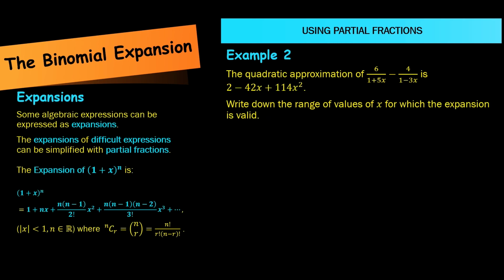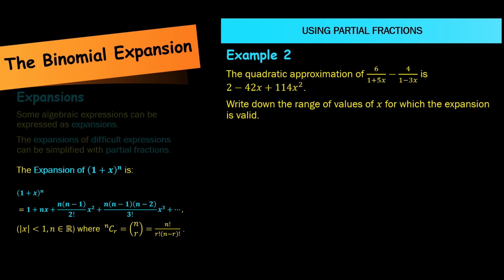Now let's take a look at another example. Pause the video and have a go. Press play when you're ready to view the solutions. We are given that the quadratic approximation of 6 over 1 plus 5x minus 4 over 1 minus 3x is 2 minus 42x plus 114x squared. We are required to write down the range of values of x for which the expansion is valid.